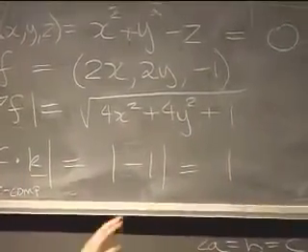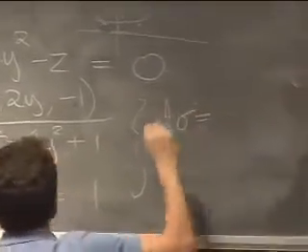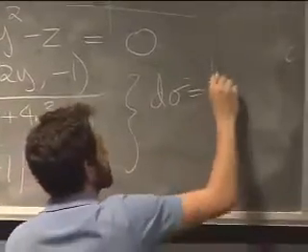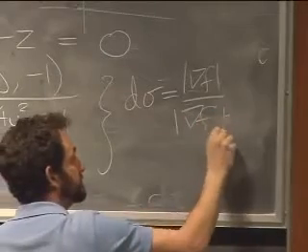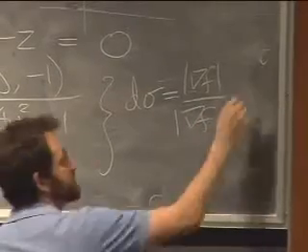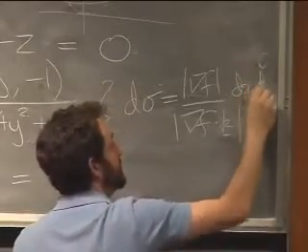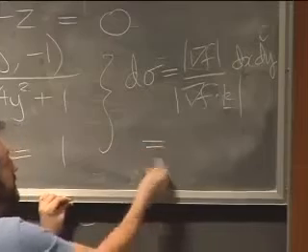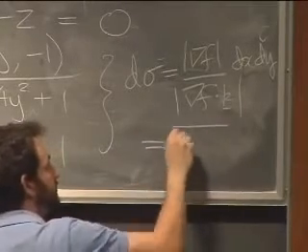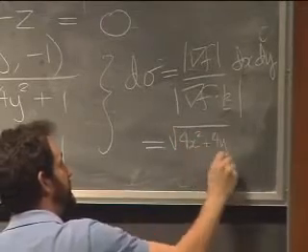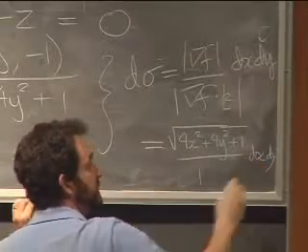So what this says is the sigma is equal to grad f, length of that, over absolute value of the z coordinate dA, or dx dy. Let's just go dx dy, what the hell. And that equals this over this. Root 4x squared plus 4y squared plus 1 over 1 dx dy. And that's going to be pretty handy.